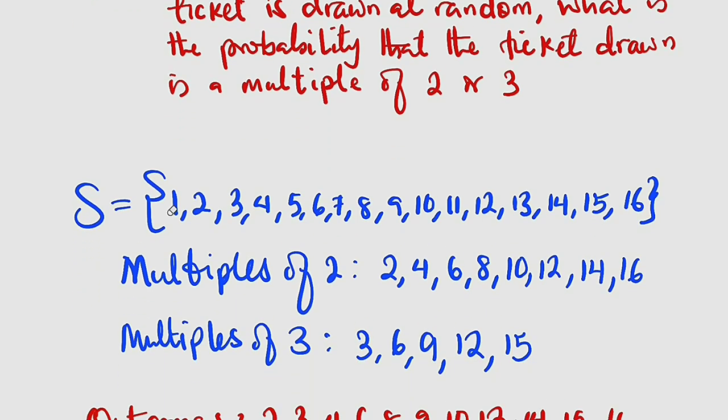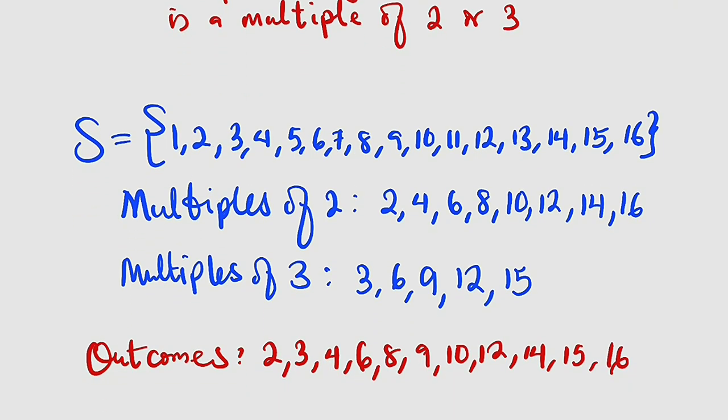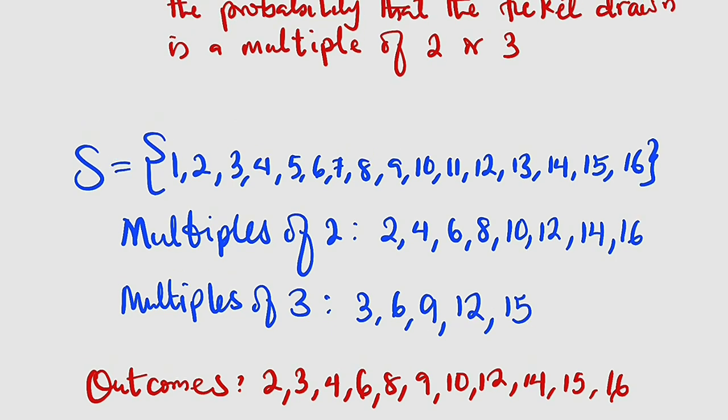Then among this sample space, we need to pick out the multiples of 2. So the multiples of 2 we have are 2, 4, 6, 8, 10, 12, 14, and 16. And all of these are a subset of the sample space. Then we also need multiples of 3, which are 3, 6, 9, 12, and 15. They are all from this sample space as well.